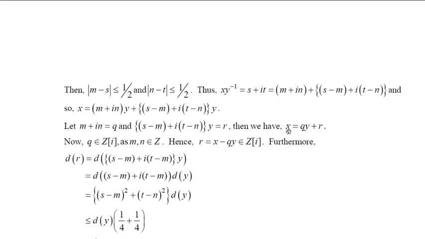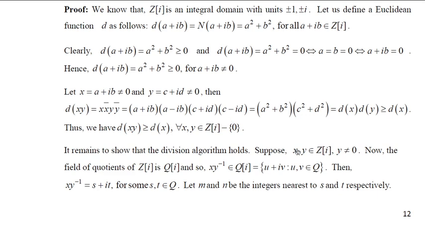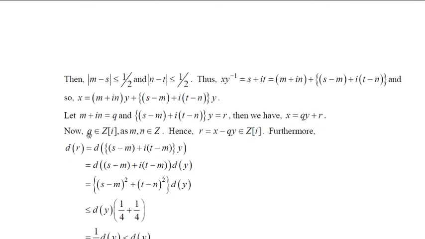You should note that x is coming from Z of I, y is coming from Z of I, and we have said q is also coming from Z of I. So x comes from Z of I, q comes from Z of I, y comes from Z of I. By closure law of multiplication in rings, q into y belongs to Z of I. Their difference also belongs to Z of I, but their difference is nothing but r. Therefore, r also comes from Z of I.